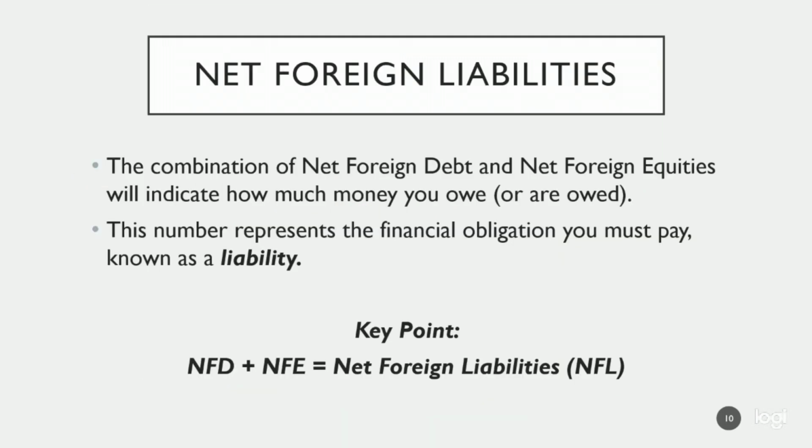So when you add both net foreign debt and net foreign equity, you get the number of net foreign liabilities. And this positive number is going to represent the financial obligations that you must pay. Now, if the net foreign liabilities figure was a negative number, what it's actually saying is that other countries owe us more money in net terms.